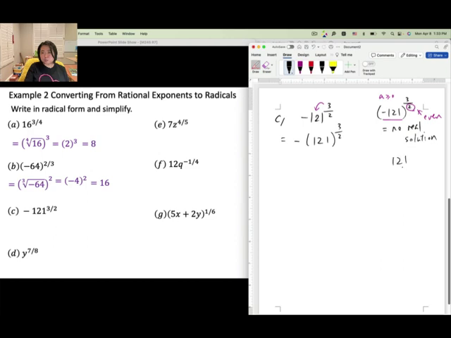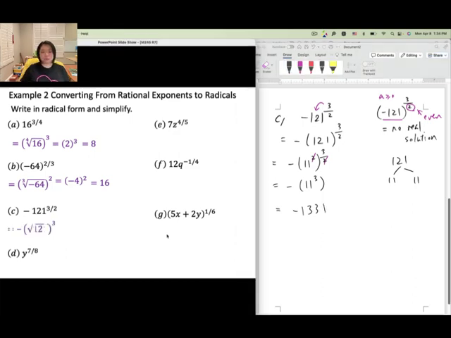Okay, 121, break it down, 11 times 11. So that would be negative 11 squared, to the power of 3 over 2. And then multiply it. So that will become negative 11 to the power of 3. So that will be 121 times 11. You're going to get negative 1331. Okay, check your work.